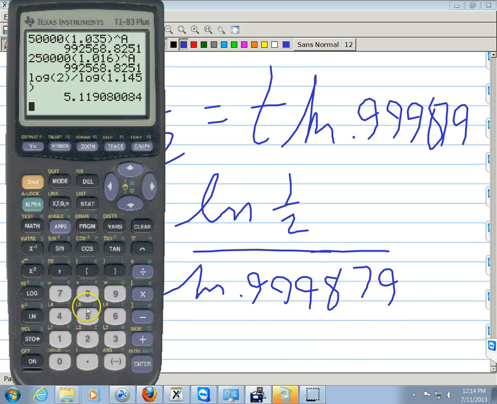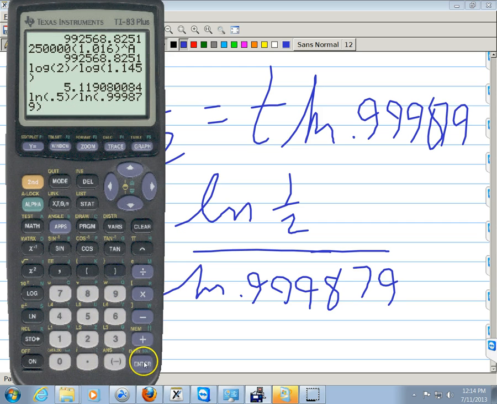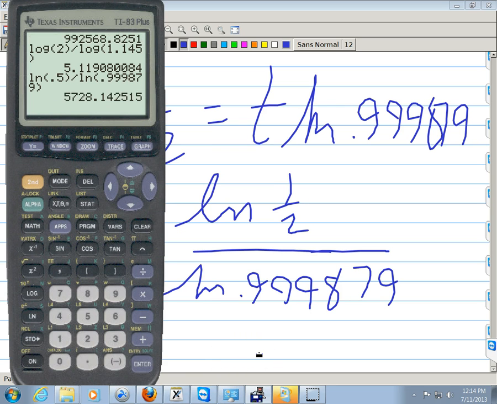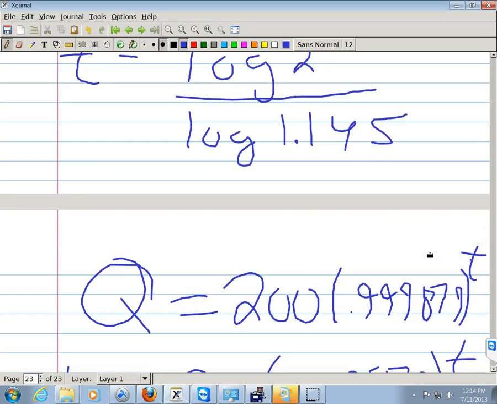And so you get the ln of 0.5, same thing, divided by the ln of 0.999879. You got how many years? 5,728 years, yeah. Wait, where'd you get the 100 and 200 from? I'm not reading the book exactly. Yeah, I'm asking the question.